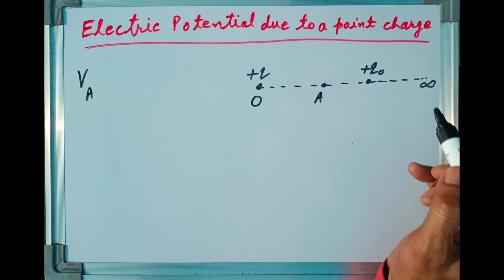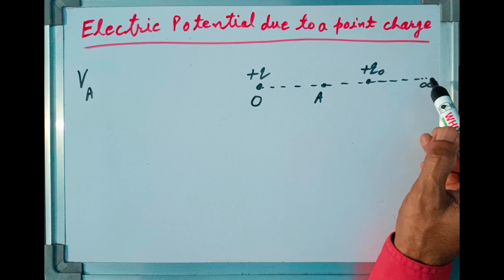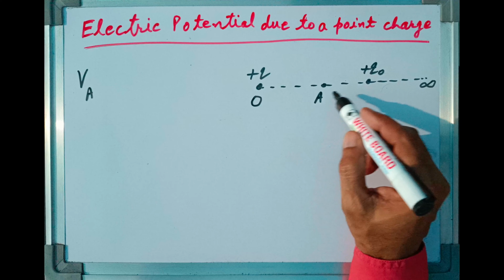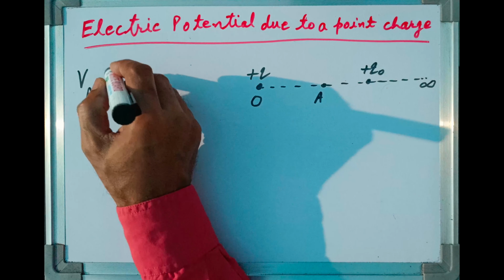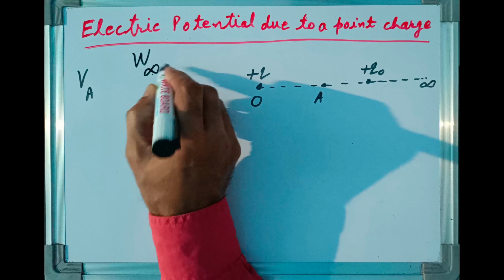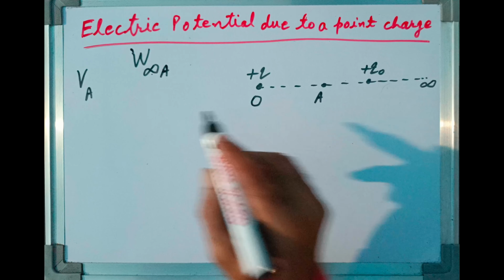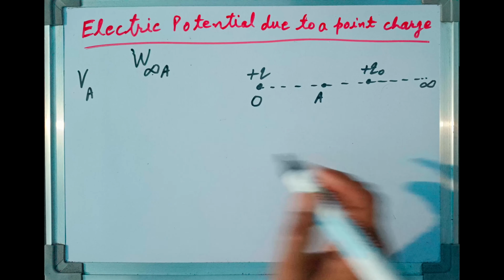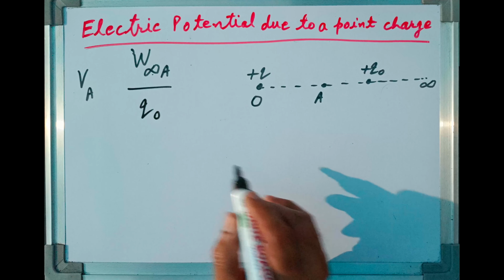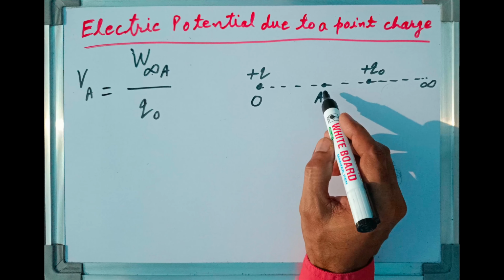What shall we do? You move a point positive test charge Q naught from infinity to point A and note down the amount of work done during this journey. Suppose this work done comes out to be W infinity A. If I divide this by the test charge, the ratio I get is called electric potential at point A.